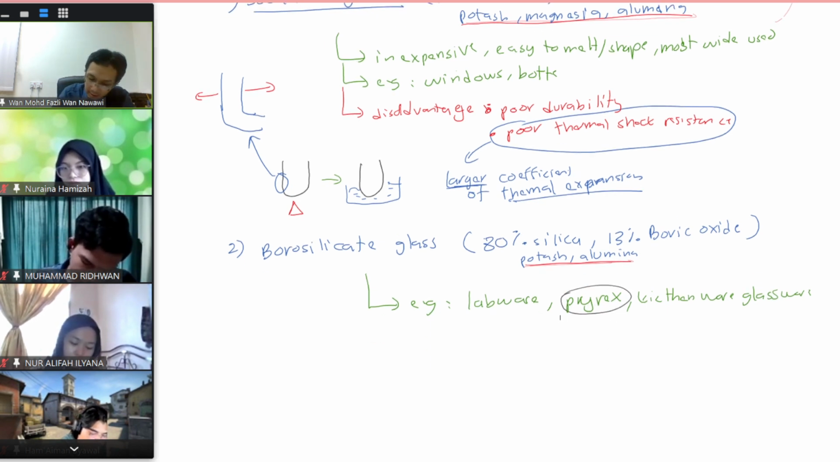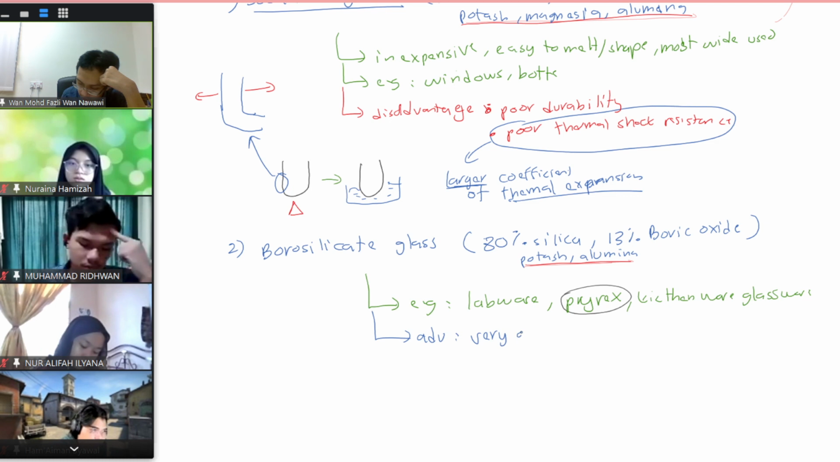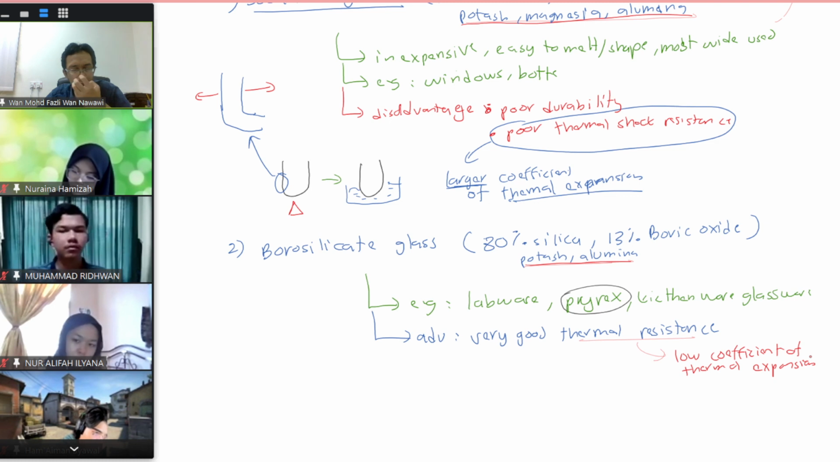Basically the advantage is very good thermal resistance. Because of what? Because it has a low coefficient of thermal expansion, so it is more resistant to temperature shock compared to the normal glass.